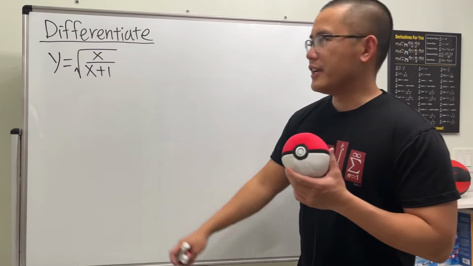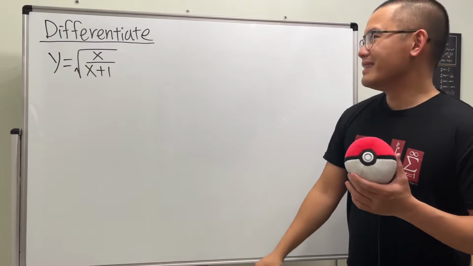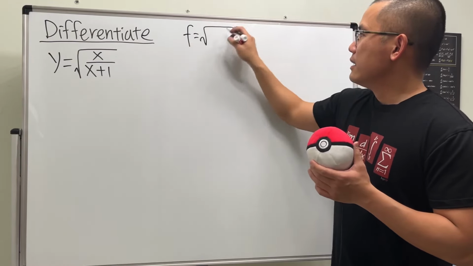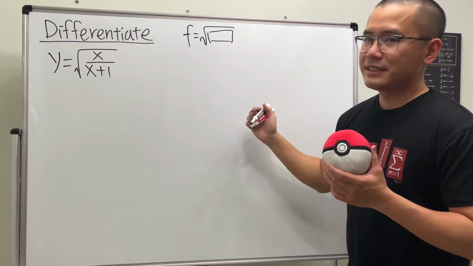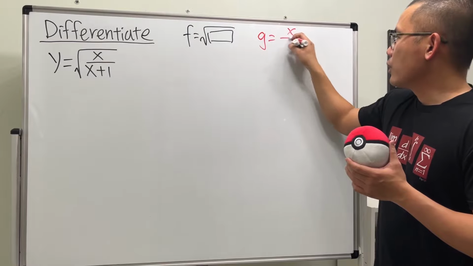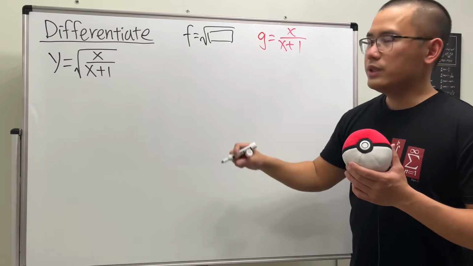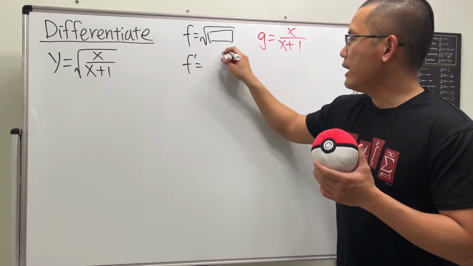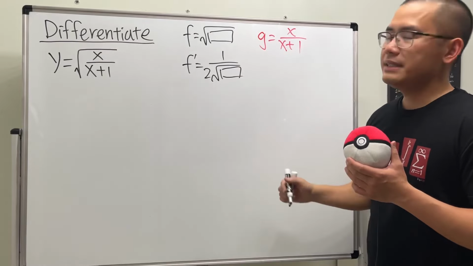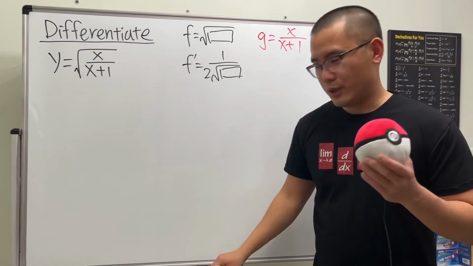We are going to differentiate the square root of x over x plus 1. Well, the outside function is the square root, and let's write it down on the side. I'll just put down square root of a box, and then the inside is this g, which is x over x plus 1. Differentiating the square root, we get 1 over 2 square root of a box. And now for this right here, we will have to use the quotient rule.